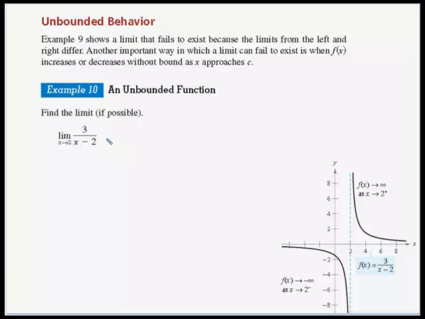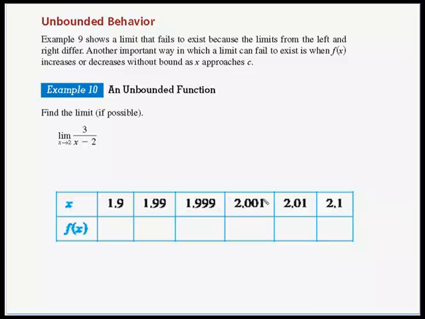Last topic, I believe it is here, is unbounded behavior. Example 9 shows a limit that fails to exist because the limits from the left and the right differ. Okay, let's think about this one with the table here. We're approaching 2, so in here's our number 2. If we plug 2 directly in, 2 minus 2 is 0, 3 divided by 0, the world blows up. So we're going to see what's happening on either side of it.